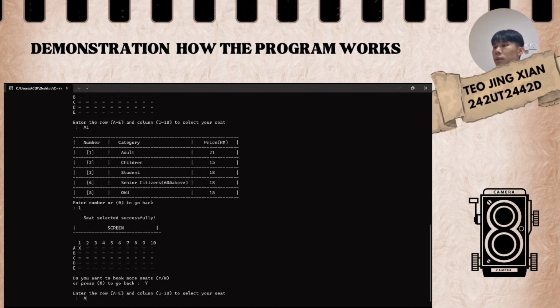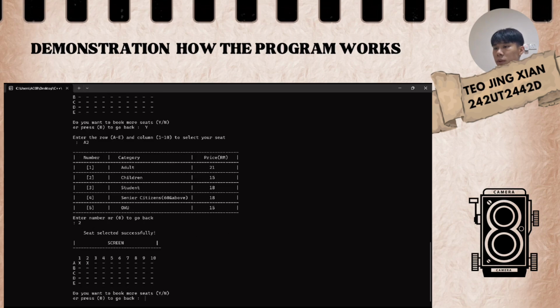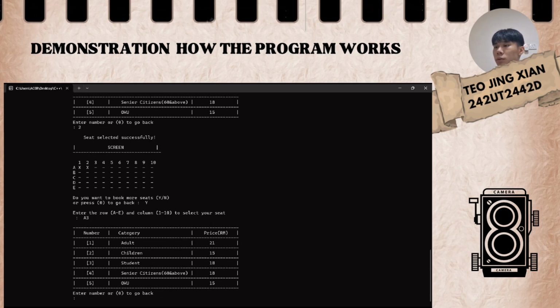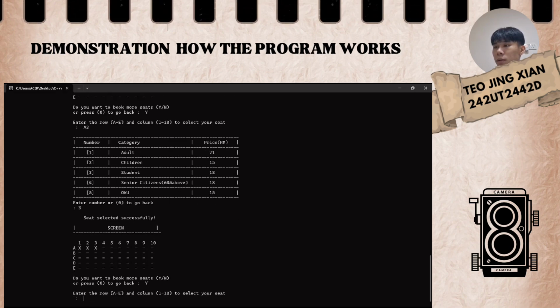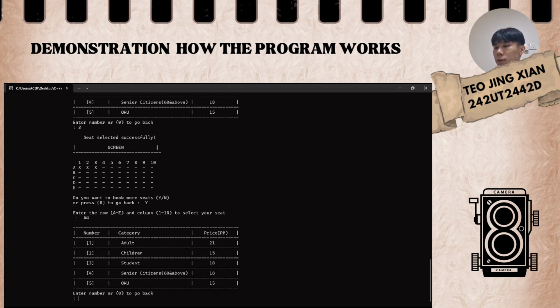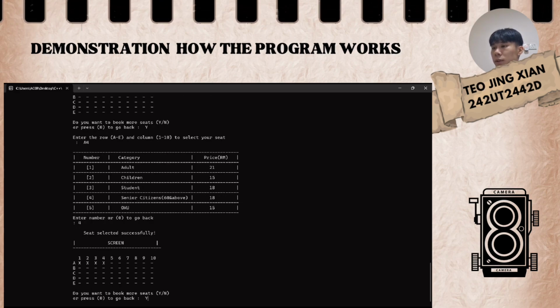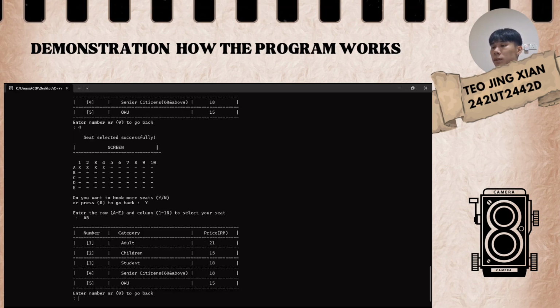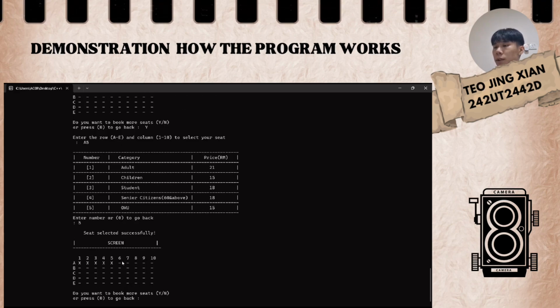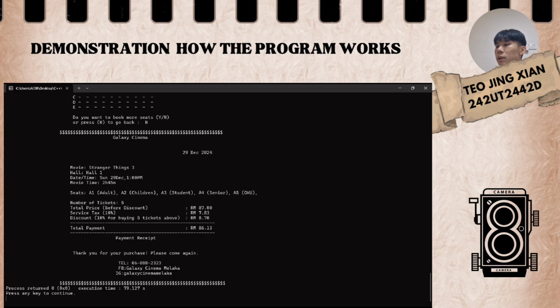So I want to book more seats. A2, student, yes. A3, yes. A4 is senior citizen, yes. A5, OKU. So now I have selected 5 seats, and I don't select any more seats. So it will show the receipt of this cinema system.